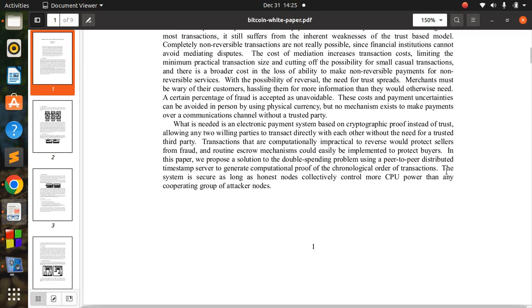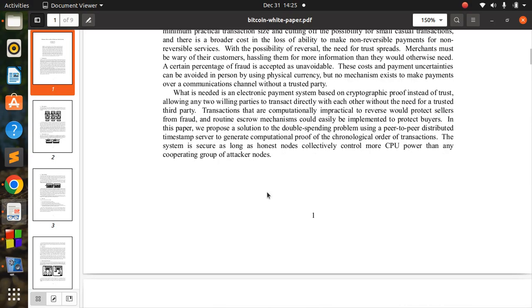The system is secure as long as honest nodes collectively control more CPU power than any cooperating group of attacker nodes. That's just basically what it is. Introduction is over. All right.